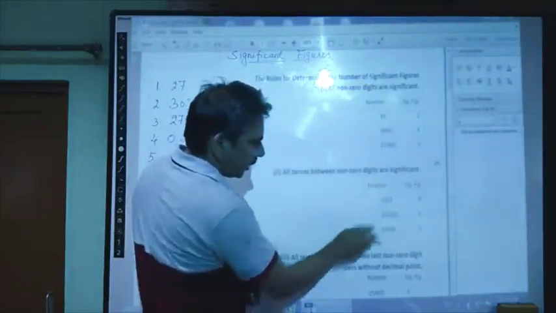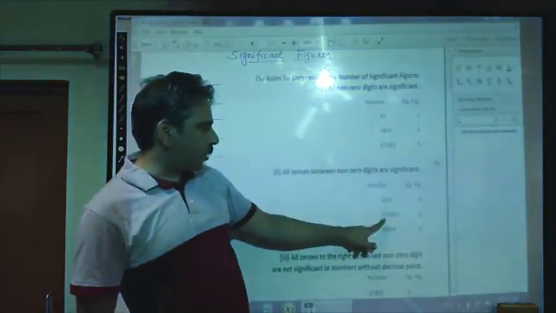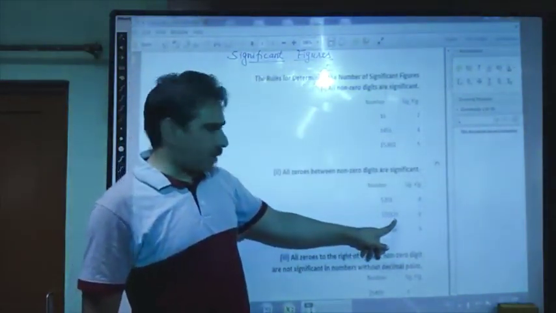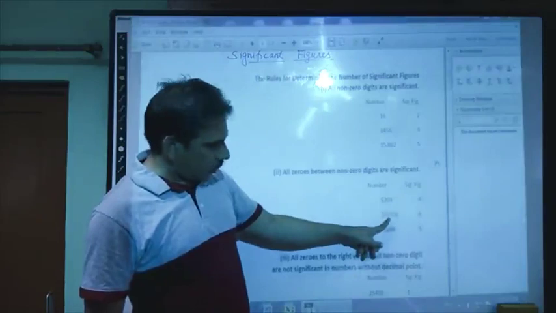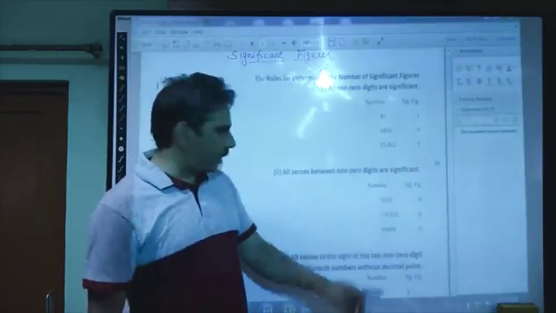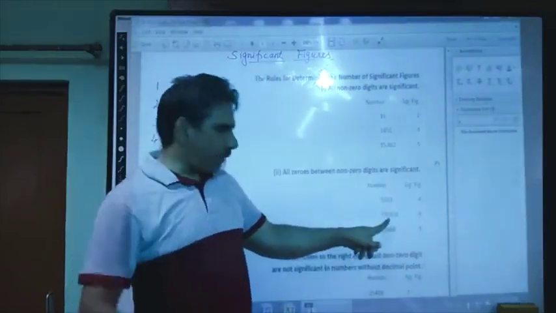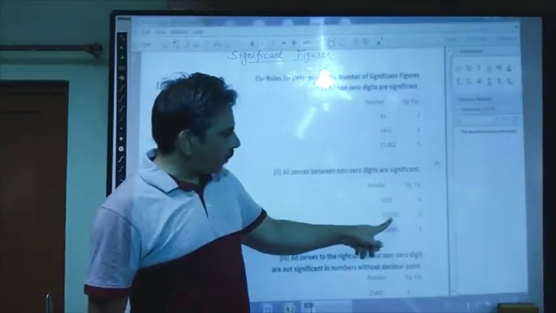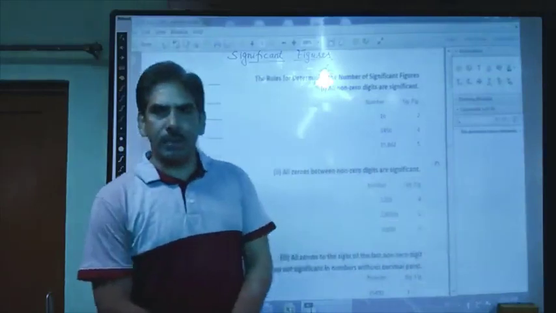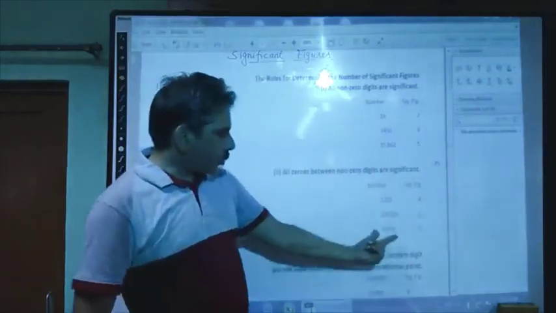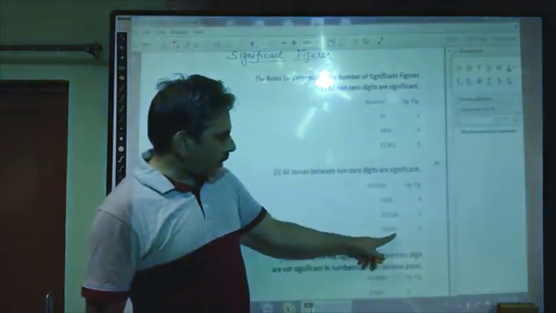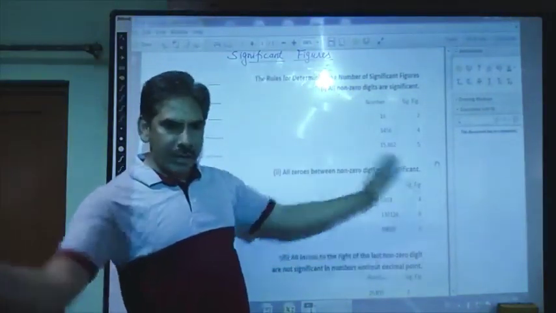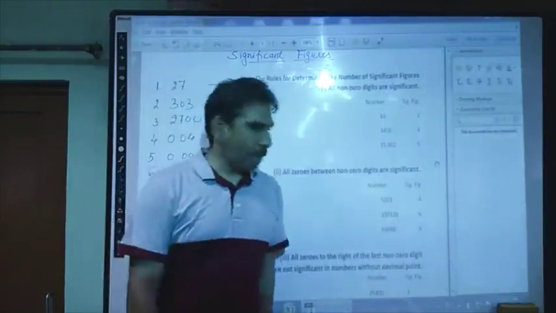Similarly, there is another example, the number 1,30,126. It also has a zero which comes in between non-zero digits, so this will also be counted as a significant figure. So the total significant figures in this number are 1, 2, 3, 4, 5, 6. So there are 6 significant figures in this number. So is the case here: 10,008 has 5 significant figures because there are 3 zeros lying between non-zero digits.